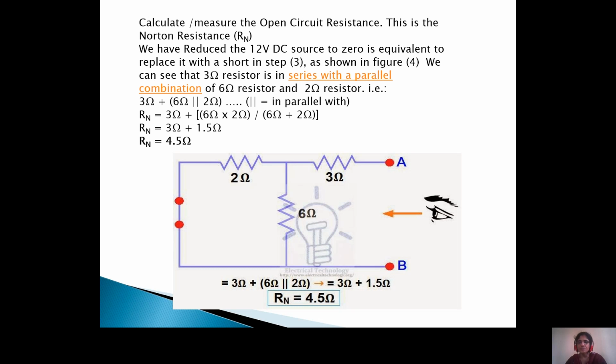Suppose I already put an arrow, so I have seen like this. When I see like this, the current will be flowing through the 3 ohm resistor, then the current will be divided across 2 and 6. So when you have to find out the equivalent resistance, 2 is parallel to 6 and this combination is in series with the 3 ohm resistor. So 6 into 2 by 6 plus 2 plus 3. So how much is it? 4.5 ohms. This is the Norton's resistance.